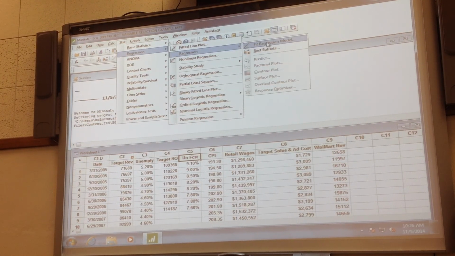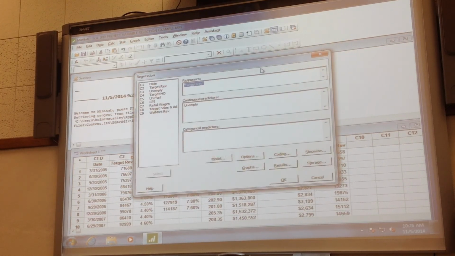And we have regression, fit regression model. You see that? Okay. And it'll already populate the response. The response happens to be target revenue, right? Make sure that you select target revenue. And it says continuous predictors.